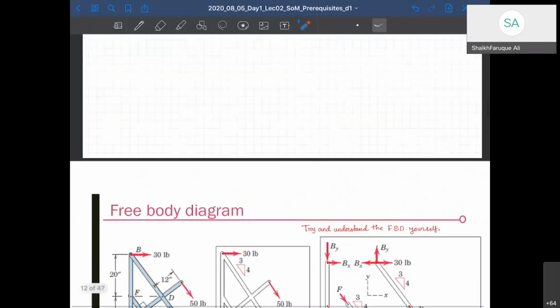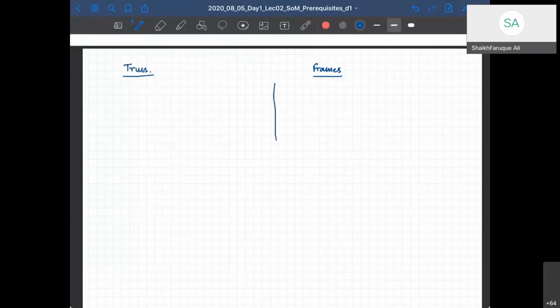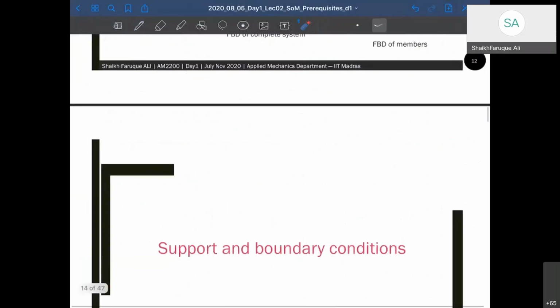What I have discussed about truss and frames is supposed to be written here. So I would suggest you, if I write it, good. If I don't write it, I have told you to copy it in the last class. Please copy and write them back here when you take these notes with you. All right, let's go ahead and discuss more things.